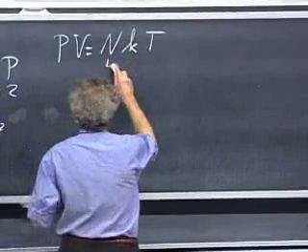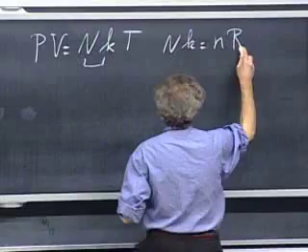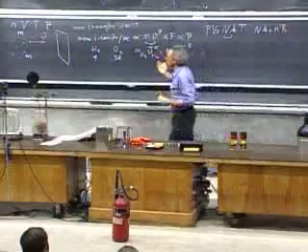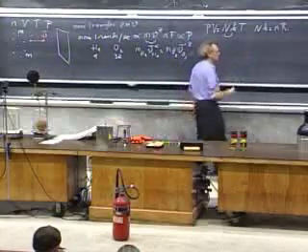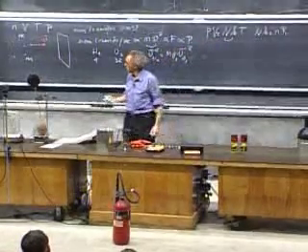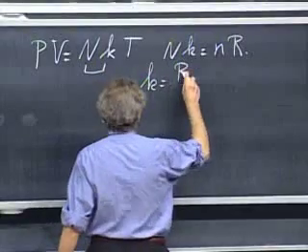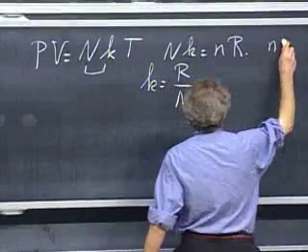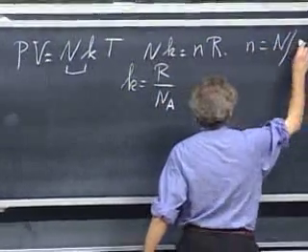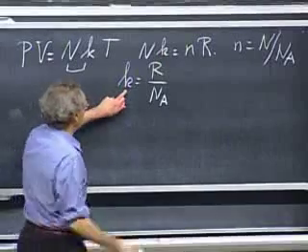And since Nk must be the same as nR, if you compare the two gas laws, the one up there and the one here, you can see that the way that k is defined, it is nothing but R divided by N_A. k is R divided by Avogadro's number. Because little n, remember, is the total number of molecules that you have divided by N_A. So if you substitute that, you get this as a result.